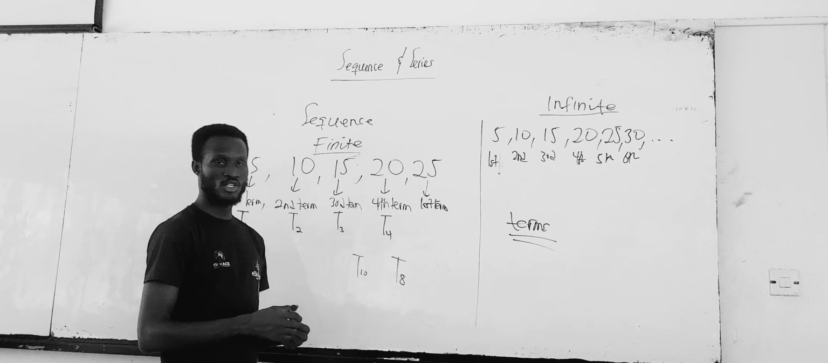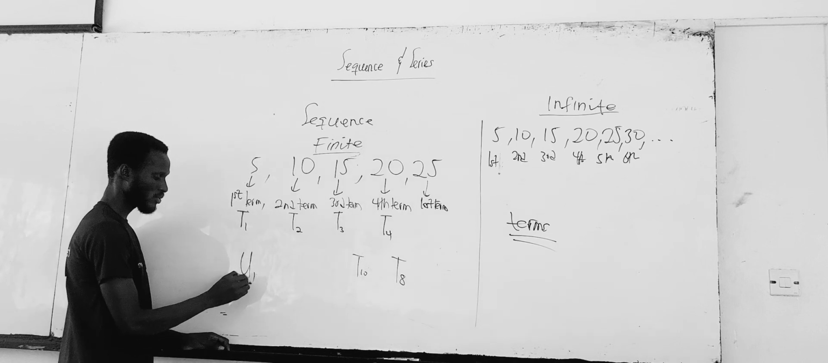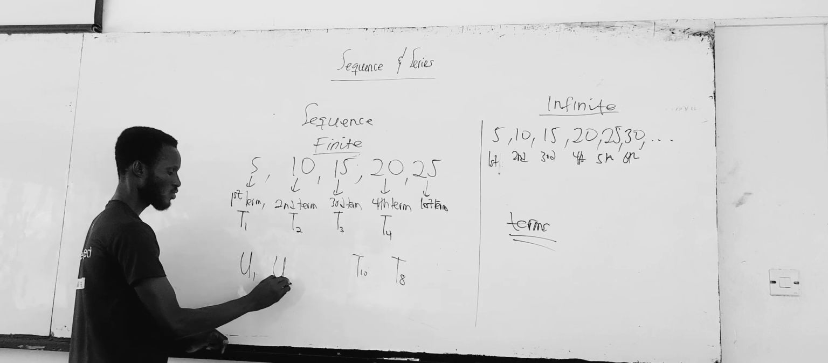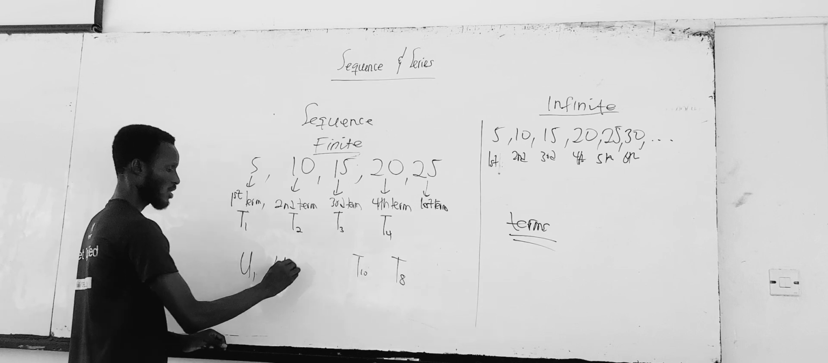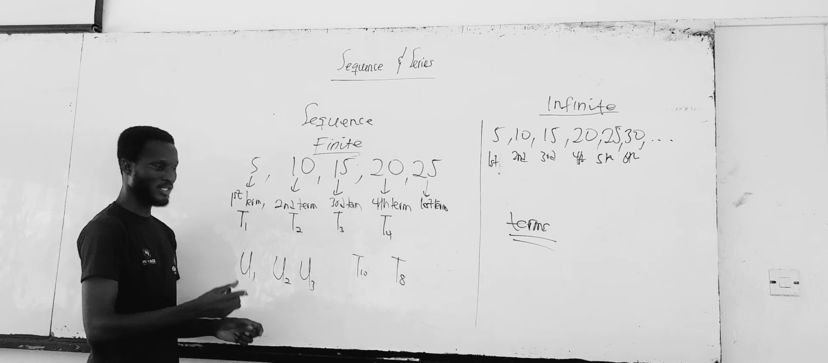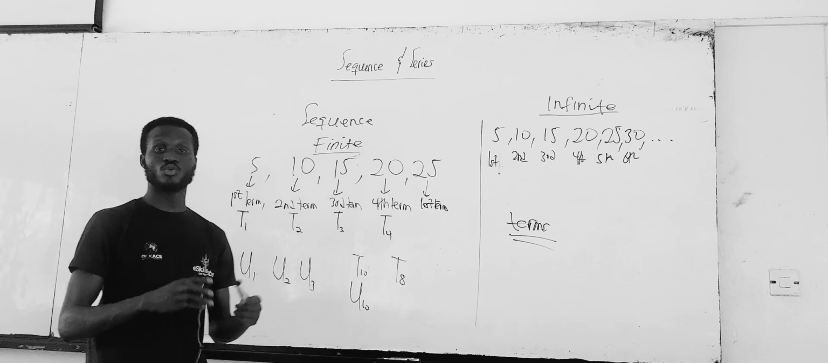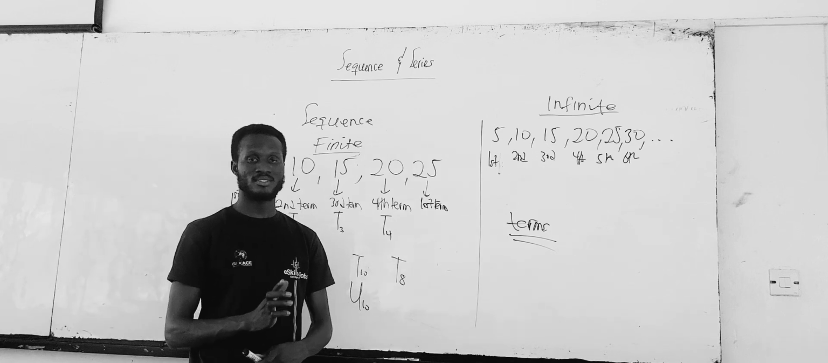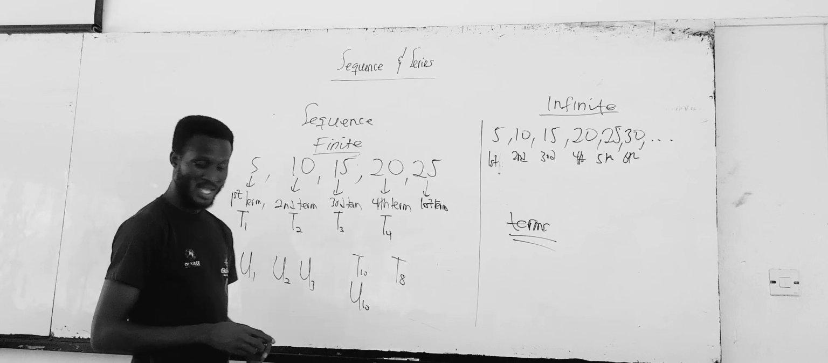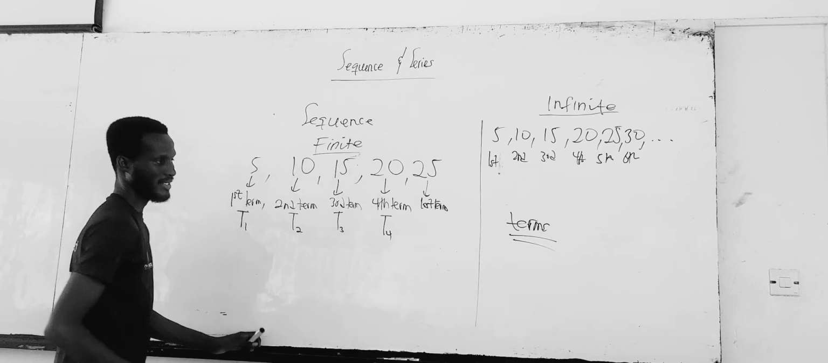So keep that in your head. Sometimes they use U. So instead of T1, we use U1 to represent the first term, U2 to represent the second term, U3 to represent the third term, in that order. So U10 will be the 10th term. Whether we use U or T, it is still the same thing. We are just using a variable to represent all of them. Now let me look at the last term.